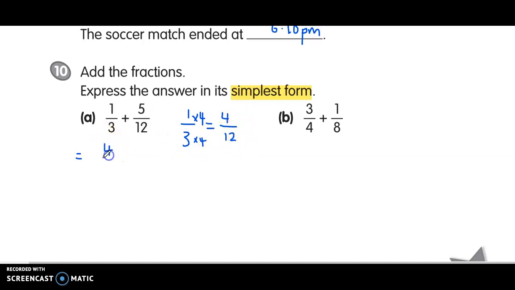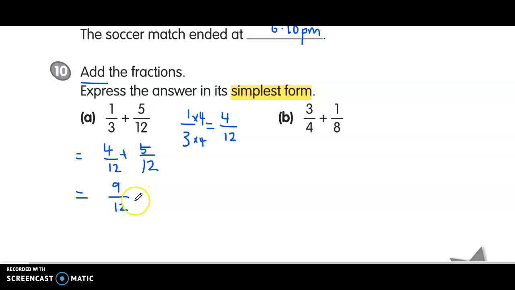Now, a lot of you stop at 4 out of 12. But hey, you need to add. How can you forget this partner? So you must plus 5 out of 12. Do not just convert and stop there. You're supposed to convert already to like fractions, and then now you can add them. So 4 plus 5 is 9, and the denominator is 12.